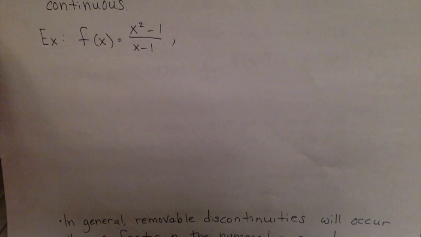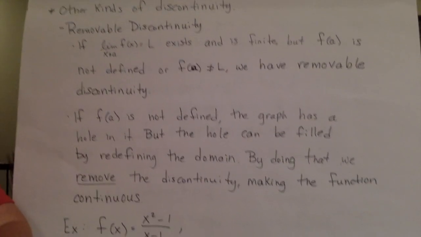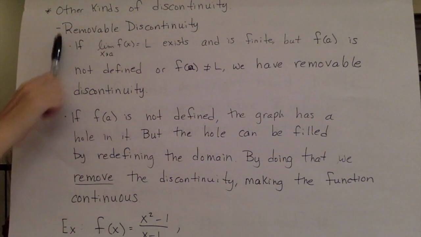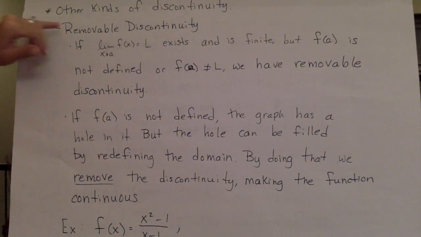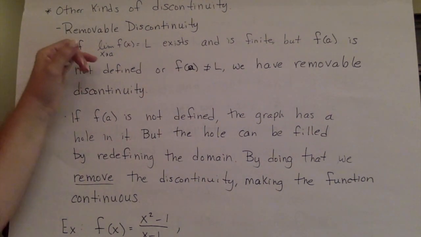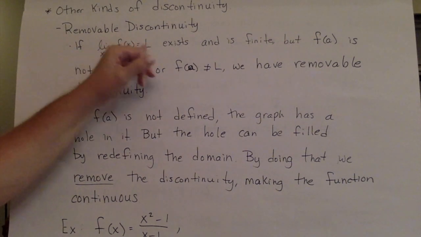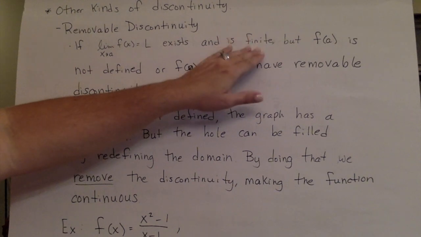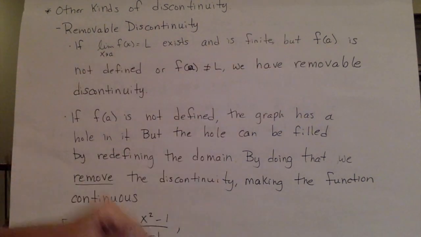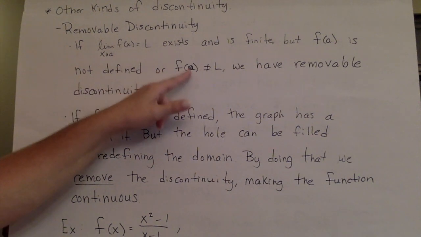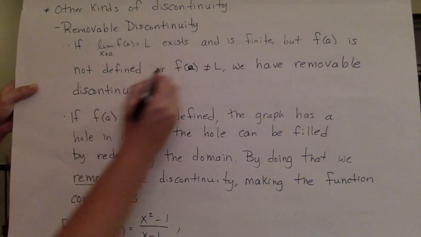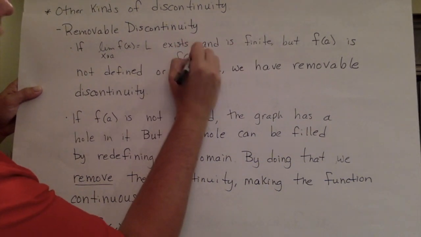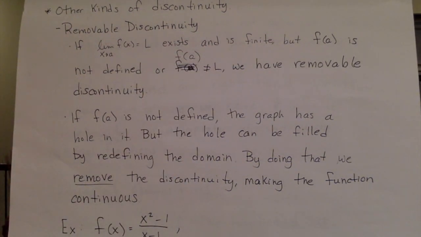Okay, next, let's talk about some other kinds of discontinuity other than asymptotic. We have something called removable discontinuity. This one's actually going to be quite important. So the technical definition says if the limit of a function is equal to some number L, okay, it exists and it is finite, meaning it's not infinity or negative infinity, but f of a is not defined, or f of a is not equal to L, we have what's called removable discontinuity.